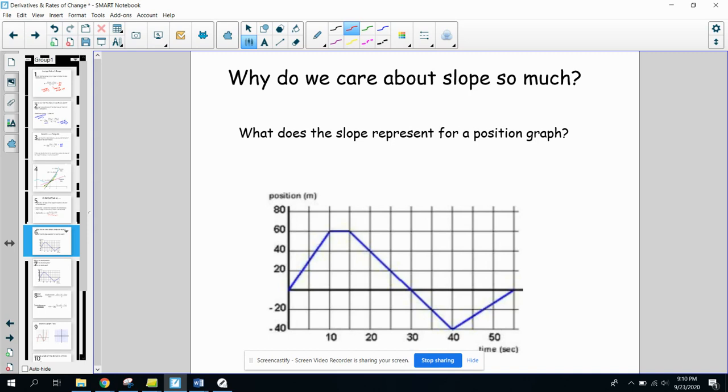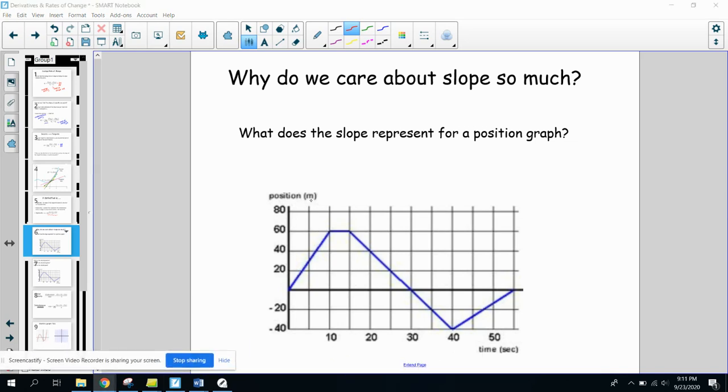So why do we care about slope so much? Great, we find slopes of points and all that stuff, but what does that help us with? So what does the slope represent for a position graph? Here we have a position versus time graph. If I wanted to find the slope of the different pieces of this graph, that is actually going to be the velocity. So what does the slope represent of a position graph? The velocity.